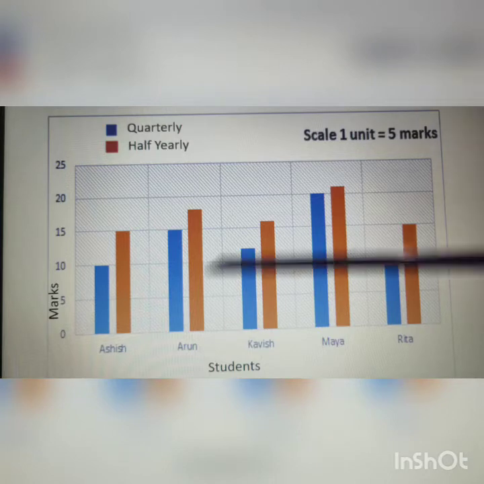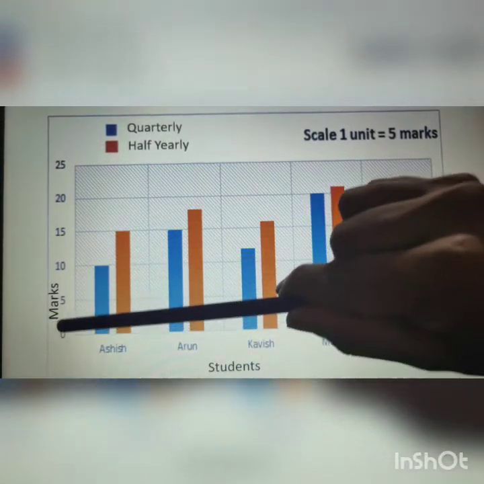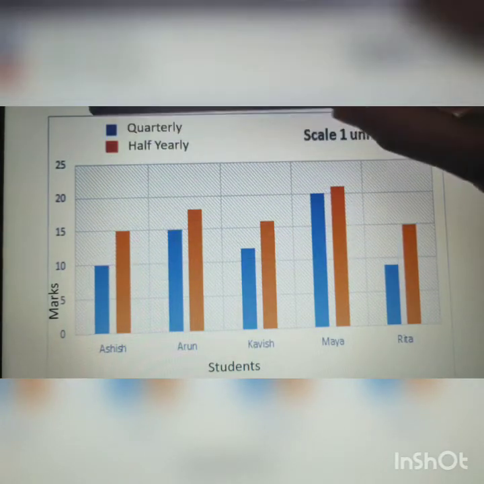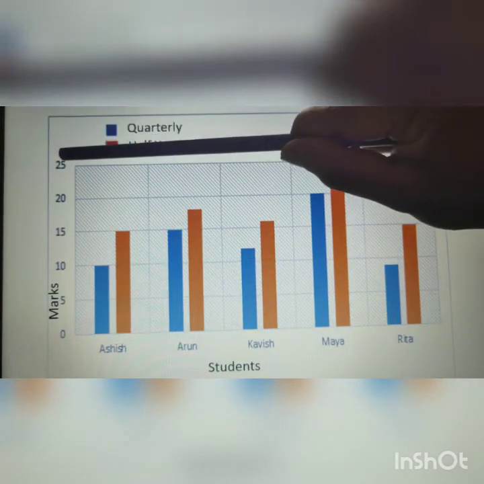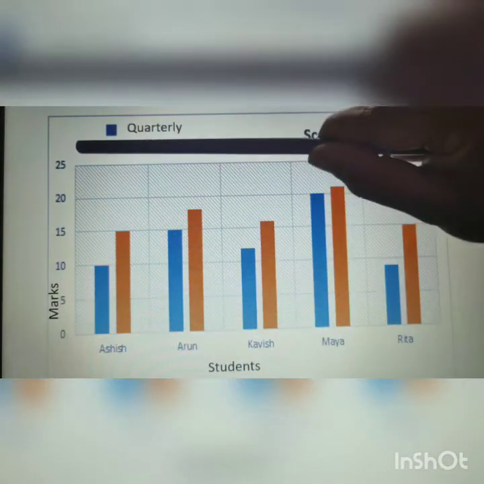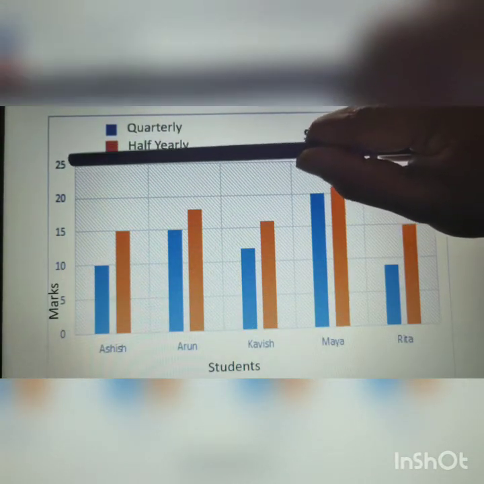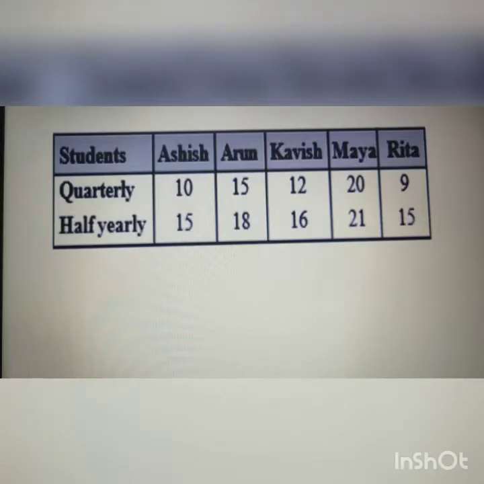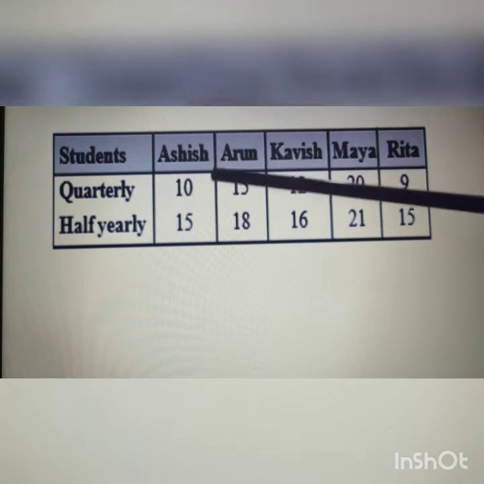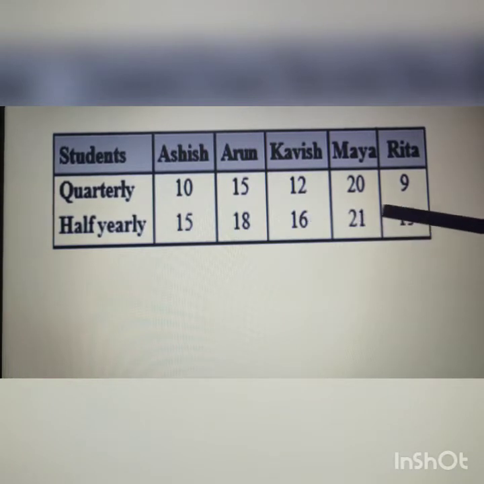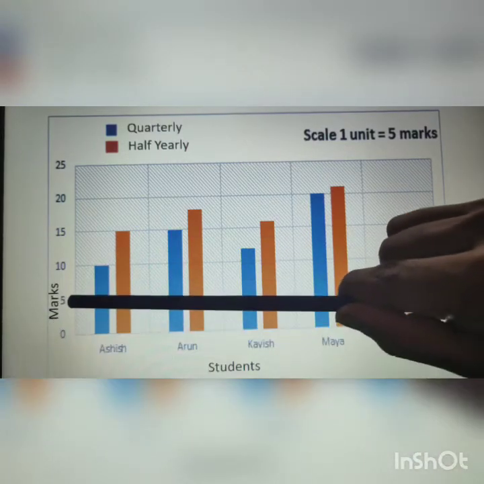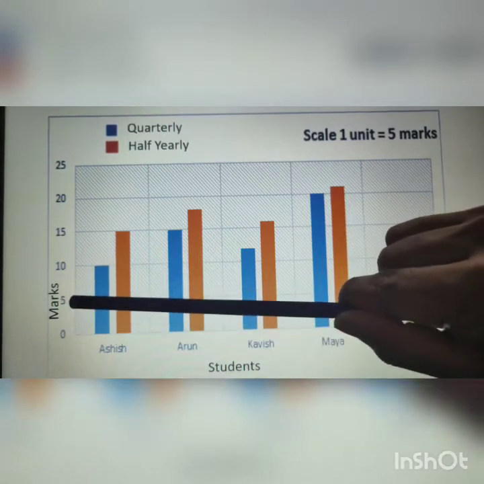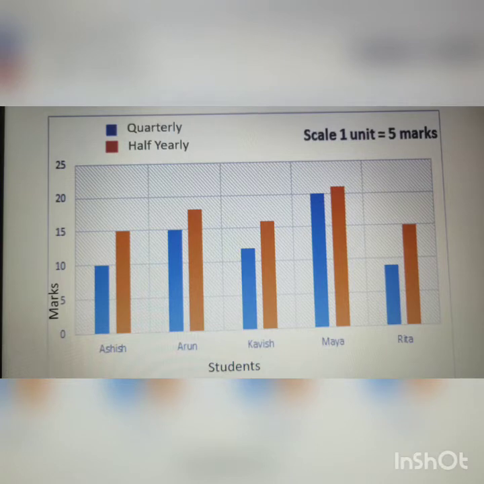Here in the graph, along the x-axis the names of students and along the y-axis the marks, and the maximum mark is 25. So 25 is written at the end of the scale. Here data are between 0 and 25. So we will choose a suitable scale according to the given data. The scale starts from 0 with an increment of 5. It means 1 unit is equal to 5 marks.